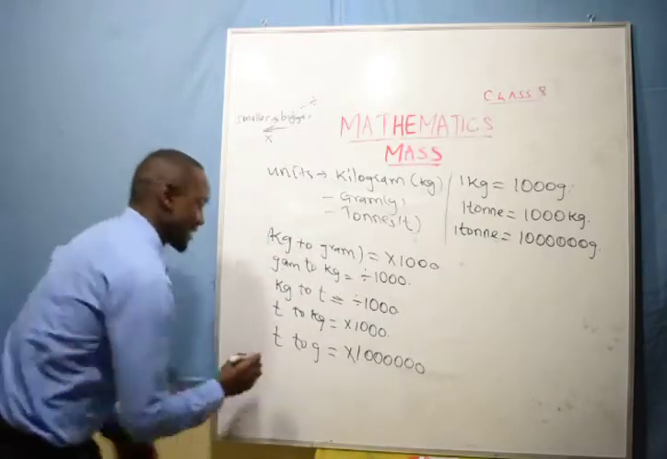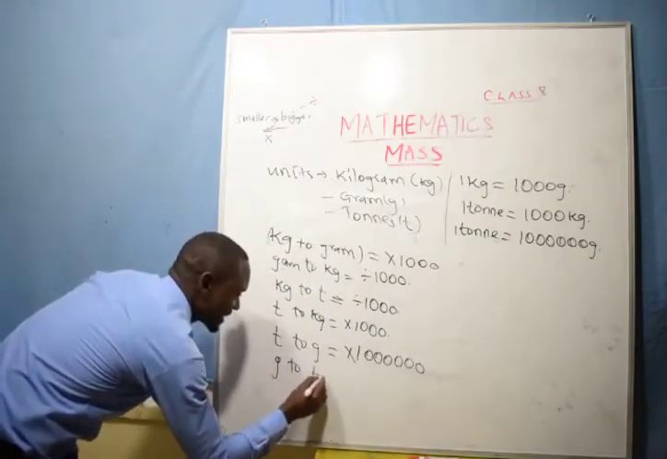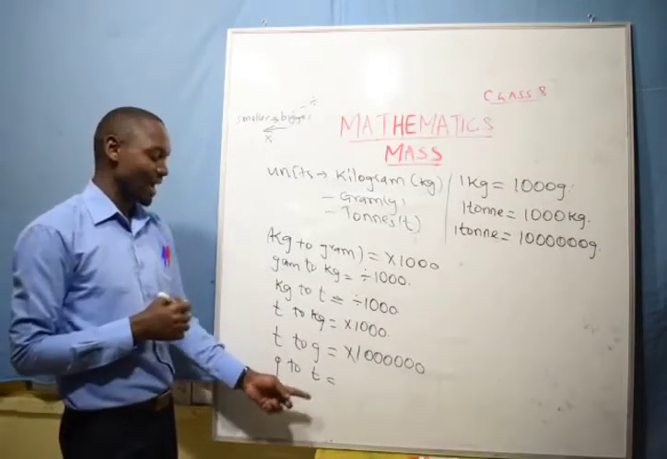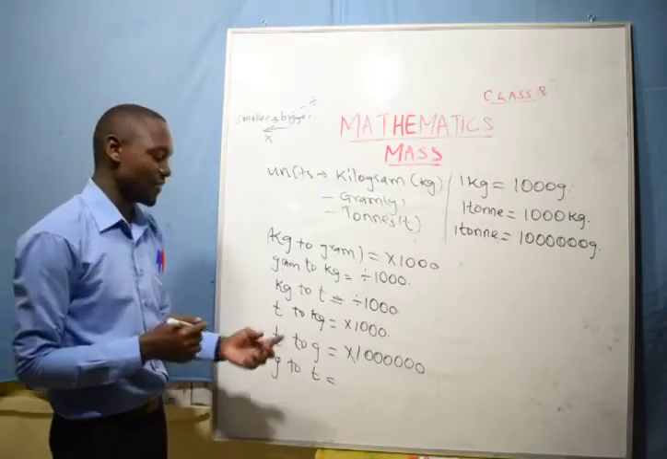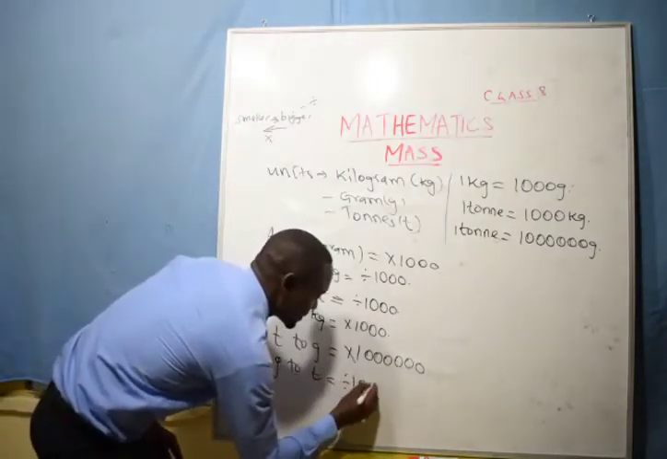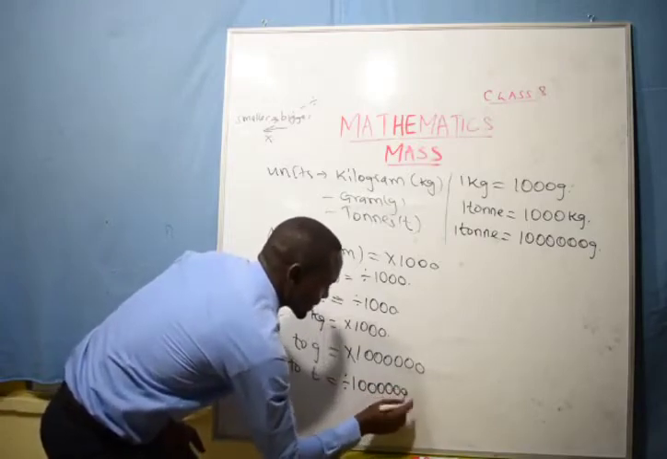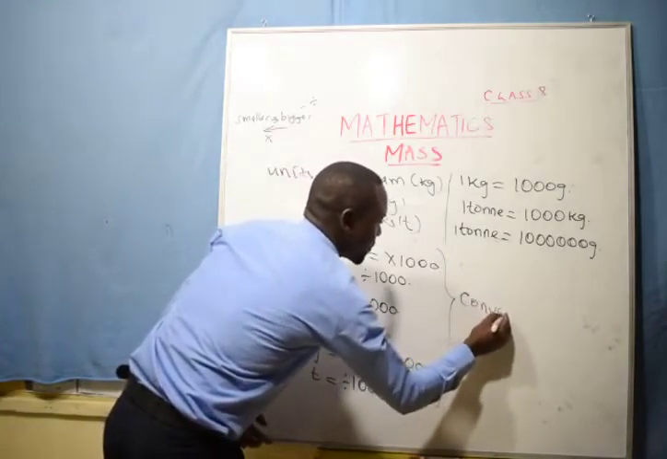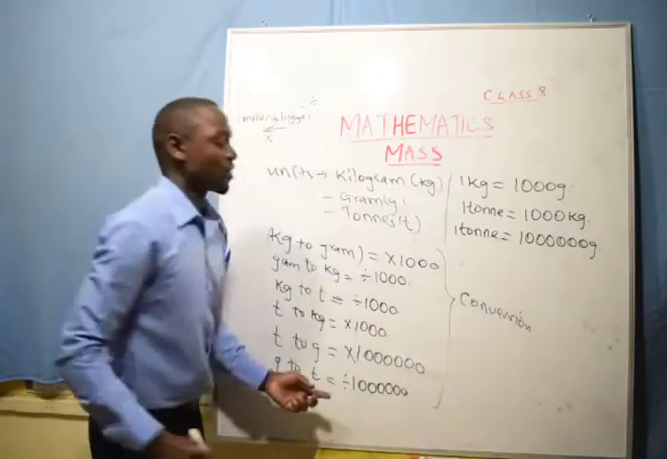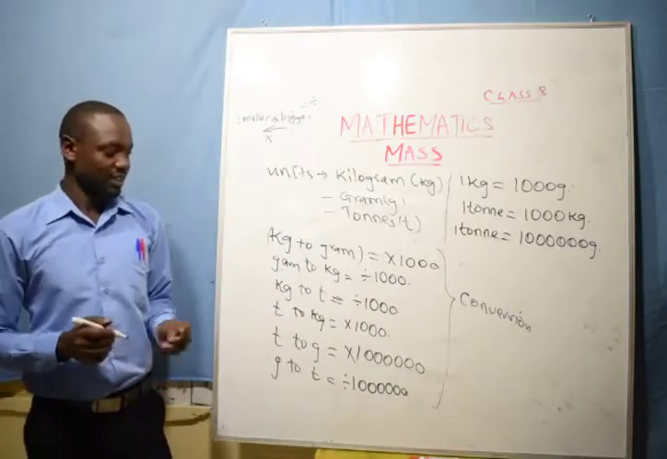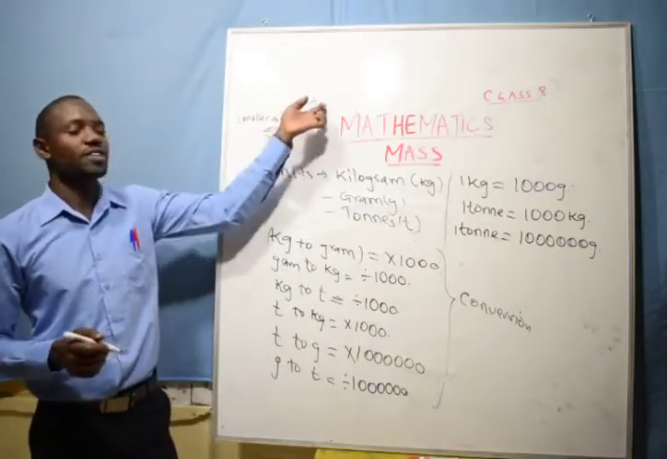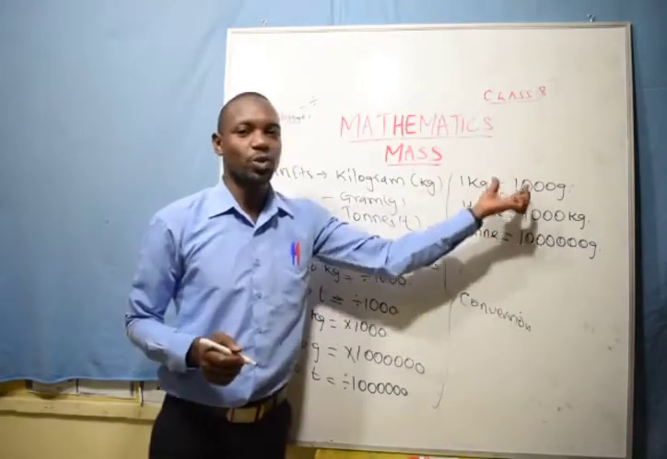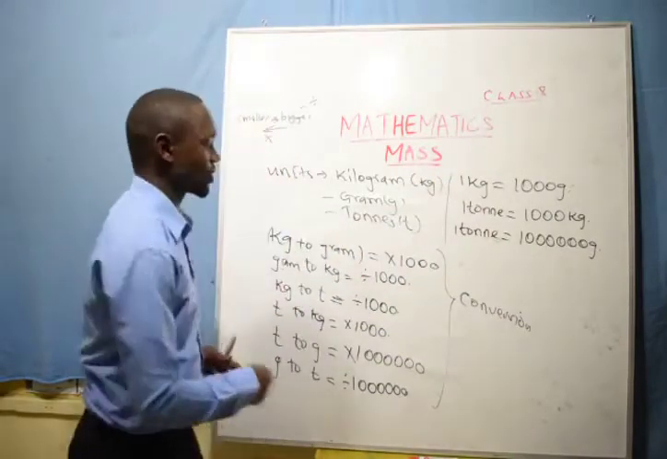When converting grams to tons, we are converting from a smaller unit to a larger unit. Small to large, we divide by 1 million. That is the concept of conversion of the units of mass. From small to big we divide. From big to small we multiply. This is what will help you solve those problems.